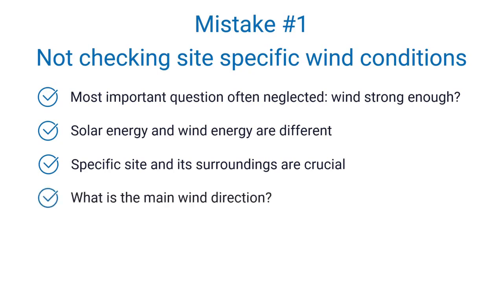To realize a first rough site check, you have to find out your main wind direction. If you do not already know the main wind direction of your region, you should find the information via Google. So just Google it, type in main wind direction and the name of your state or your region.